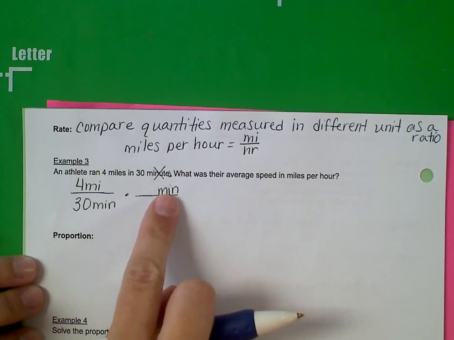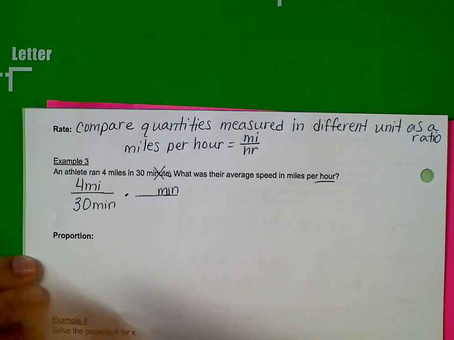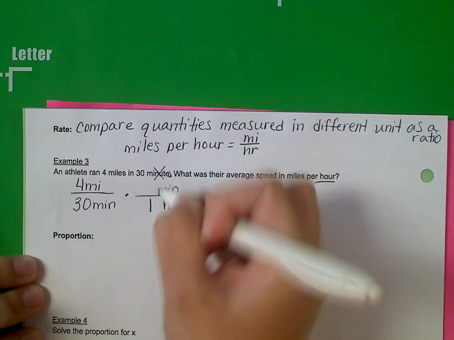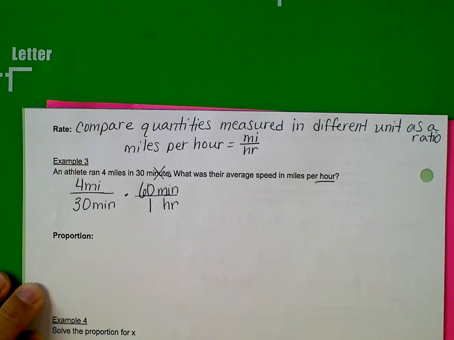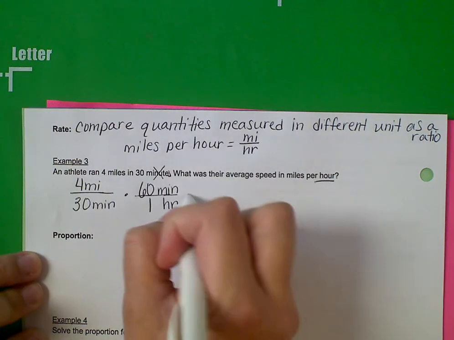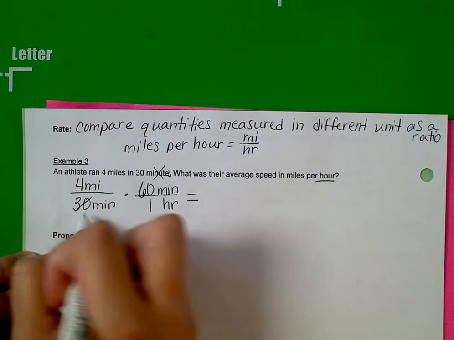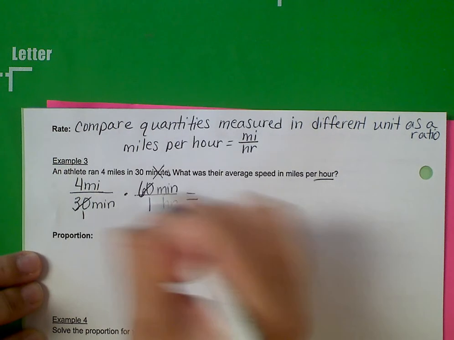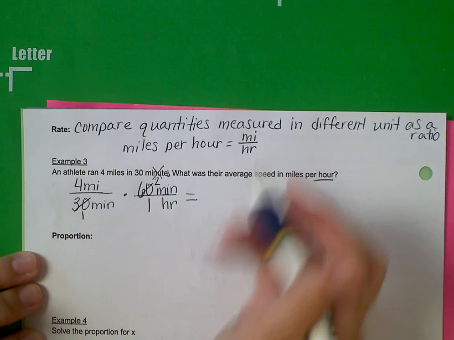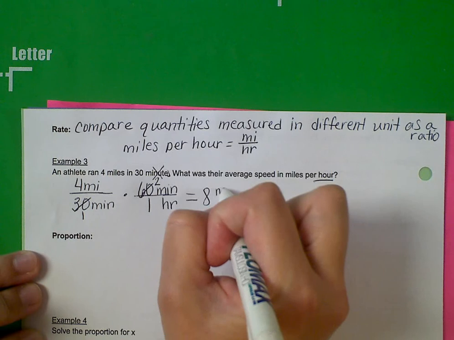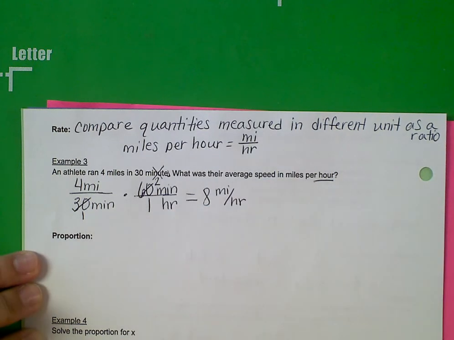What am I trying to get to? Hours. Can I go from minutes to hours? Do I have a conversion factor for that? I do. How many minutes are in 1 hour? 60 minutes in 1 hour. Now I could go right to multiplying straight across, but I can see here that I could reduce 30 and 60, so my math's a little easier. 30 goes into 30 once and into 60 twice. So now I can multiply 4 times 2, which is 8, and 1 times 1, so I've just got 8 miles per hour. Notice that when we're converting things, we're just multiplying straight across.